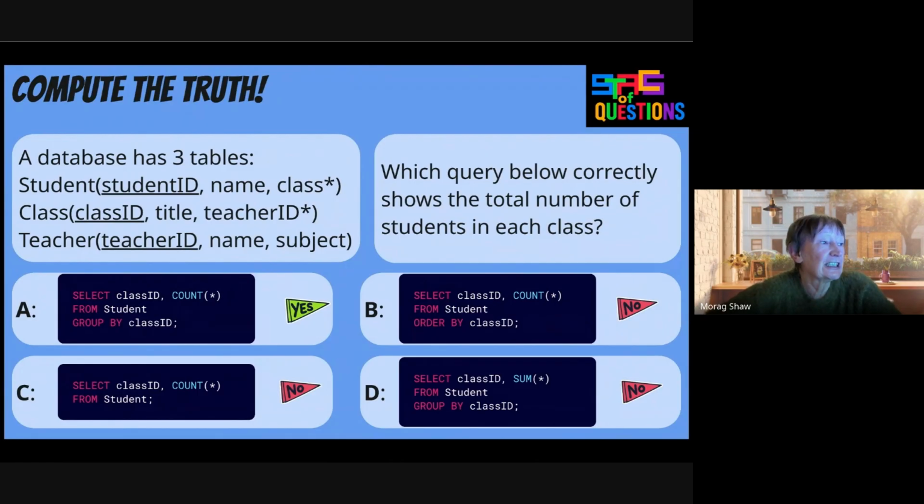Query A uses group by class ID. Query B uses order by class ID. Query C doesn't have a group by or an order by, and query D has group by class ID, but unfortunately query D has the incorrect aggregate function. It's got sum star, so it's got class ID and sum star. So the correct answer would be A.